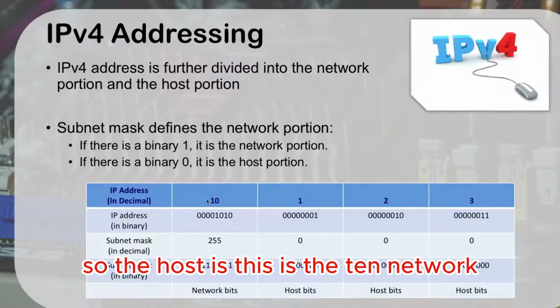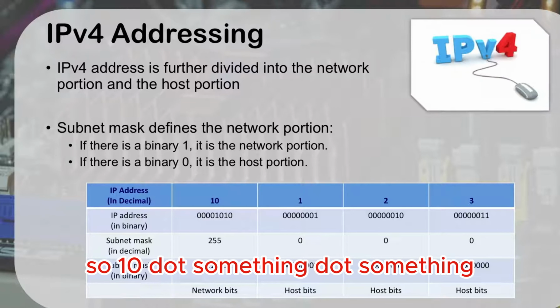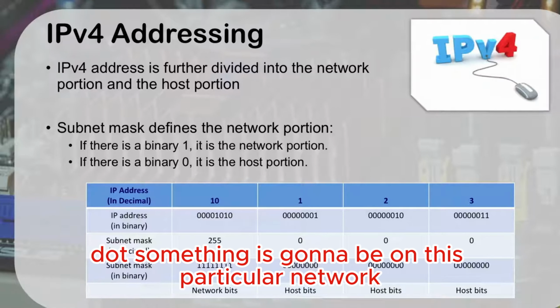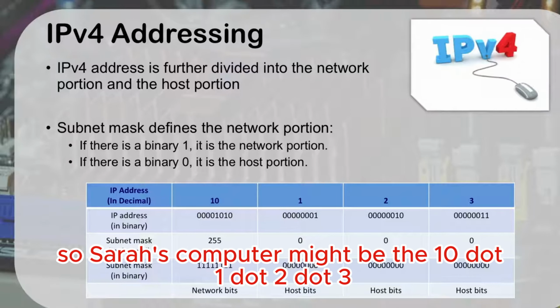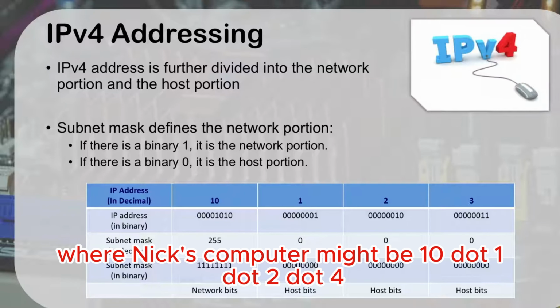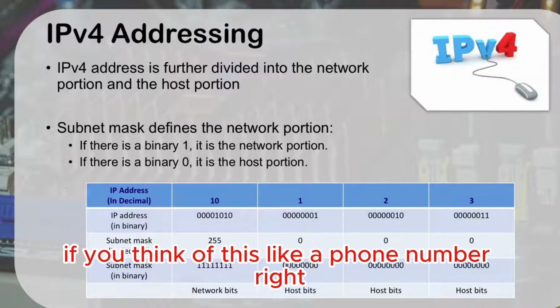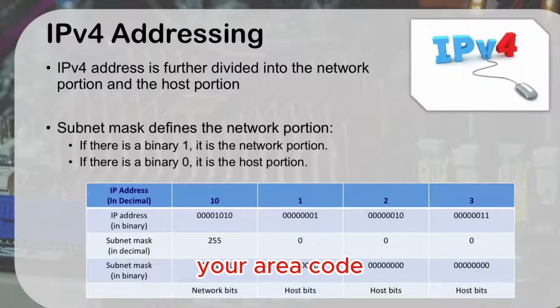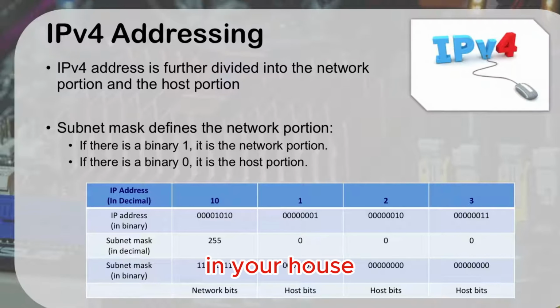So this is the 10 network. Anything that has an IP address that starts with 10, so 10.something.something.something, is going to be on this particular network. The host is referencing the exact computer you're dealing with. So Sarah's computer might be 10.1.2.3, where Nick's computer might be 10.1.2.4. They're both on the same network, the 10-something network, but they're individually identified. If you think of this like a phone number, your area code references that whole city that you're all in. That's the network. And then your actual number identifies you in your house.